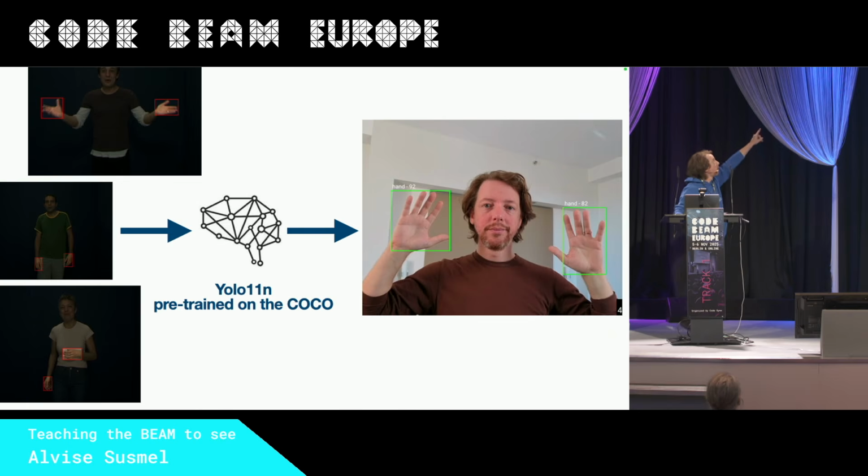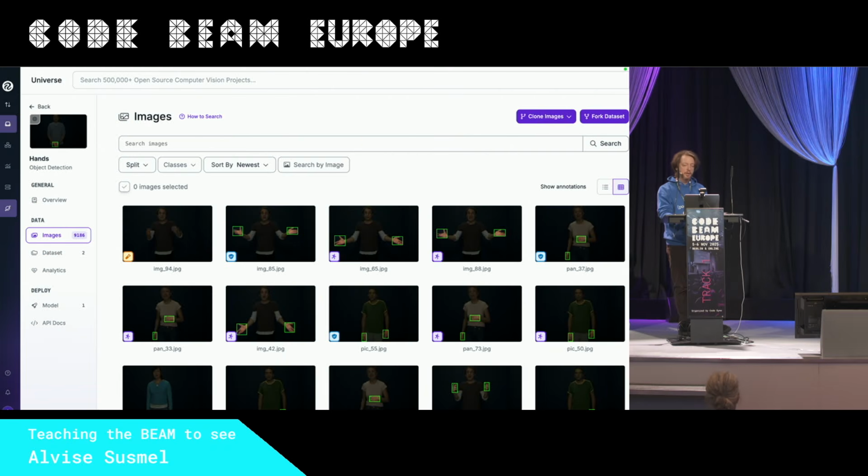So in this case, I'm going to show you how to get a data set, in this case for hands, and then train a YOLO 11N, which is the nano version, and get a model that you can use straight away with the YOLO library. RoboFlow Universe is like a portal where you can search data sets. So I found this data set with around 9,000 images, which seems great. 9,000 images is a really good start for fine-tuning.